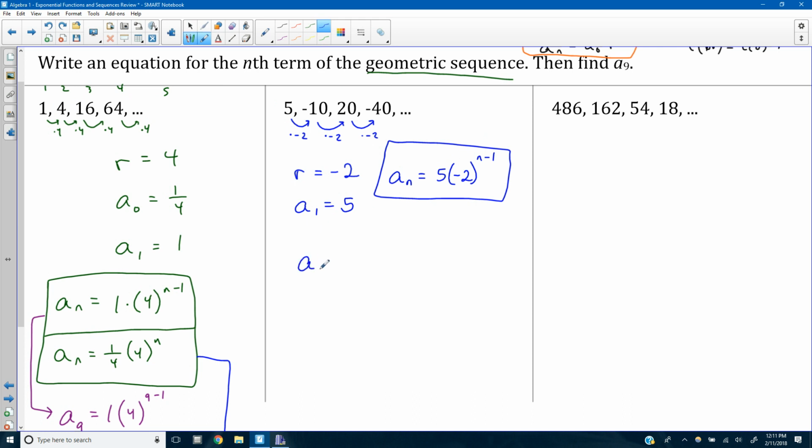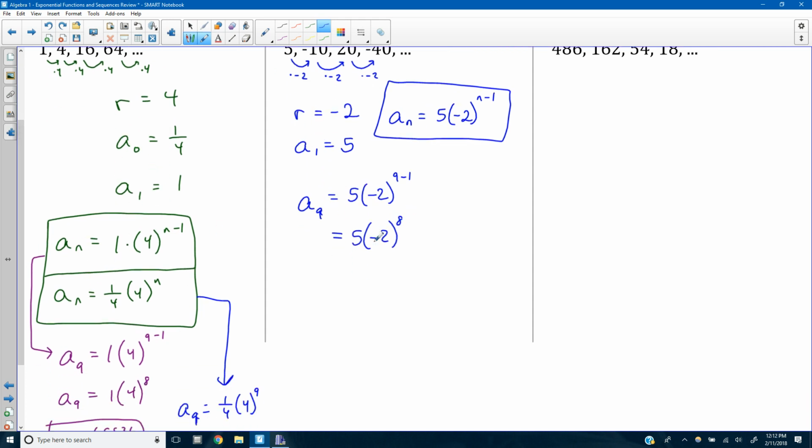Let's find a sub 9. A sub 9 is 5 times negative 2 to the 9 minus 1 power. Again, this is the first term. I'm going to multiply by negative 2 8 times total. So 5 times negative 2 to the 8th power. Now, I happen to know that negative 2 to the 8th power is 256. So I could do 5 times 256, and let's see if I can do that without the calculator.